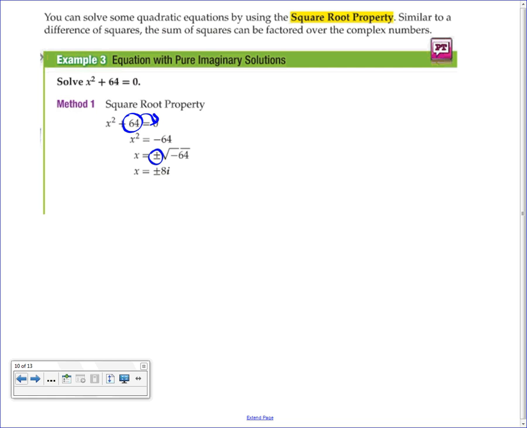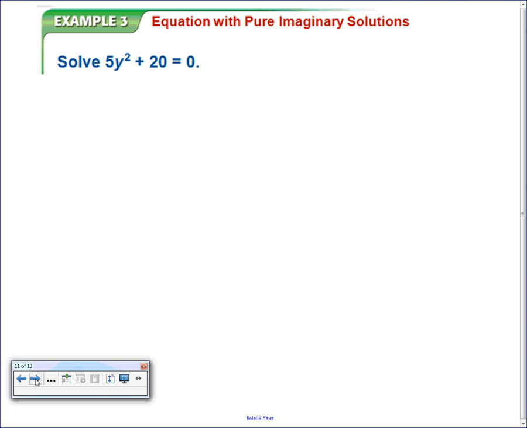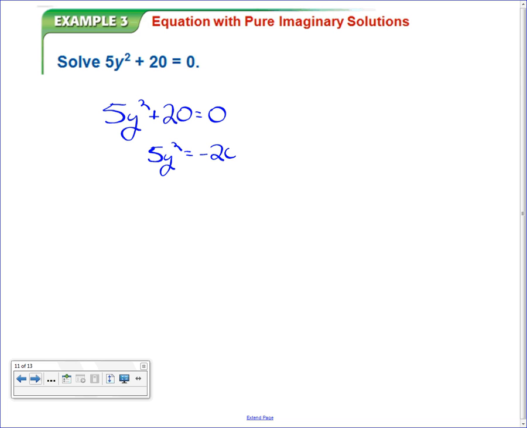So on this one, I've got 5y squared plus 20 equals 0. Let's subtract 20 from both sides. 5y squared equals negative 20. Let's divide both sides by 5. 5y squared divided by 5 is y squared. Negative 20 divided by 5 is negative 4. Now we'll take the square root of both sides. The square root of y squared is y, and positive and negative square root of negative 4.